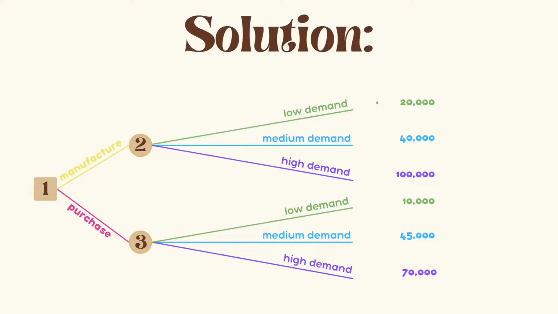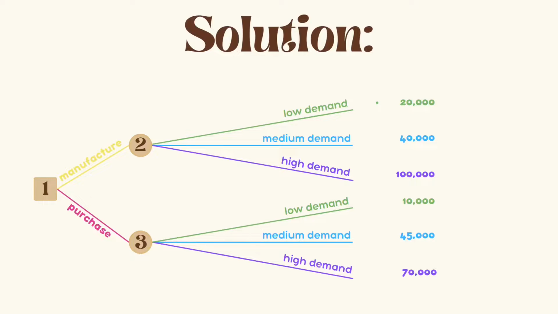For the solution, we start off with the decision node. If Bella Sailia decides to manufacture the accessories needed for the dress, then there are three following outcomes. If it is in low demand, the company is projected to lose 20,000. If it is in medium demand, the company is projected to profit 40,000. And lastly, if it is in high demand, the company is projected to profit 100,000.